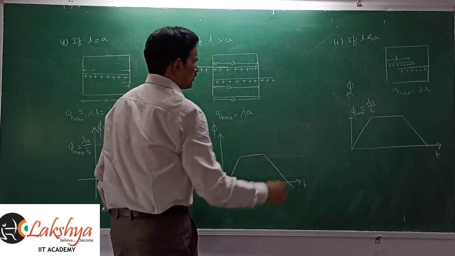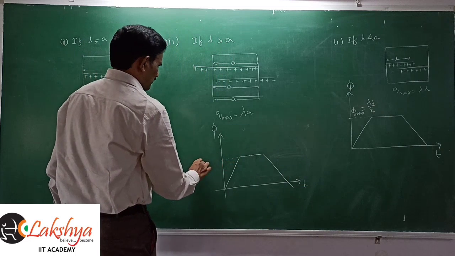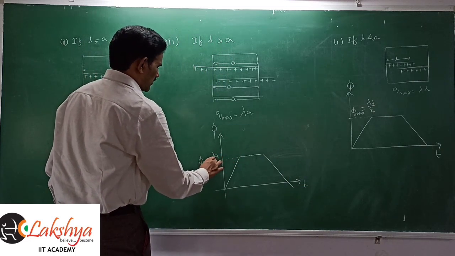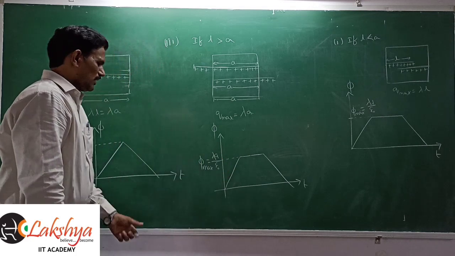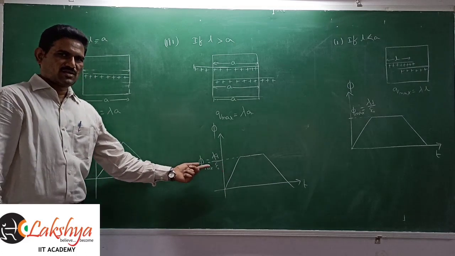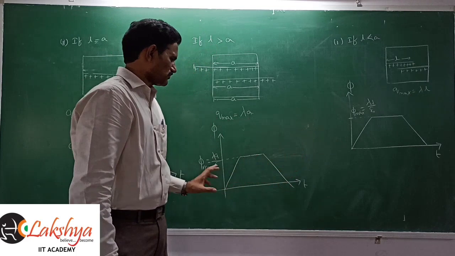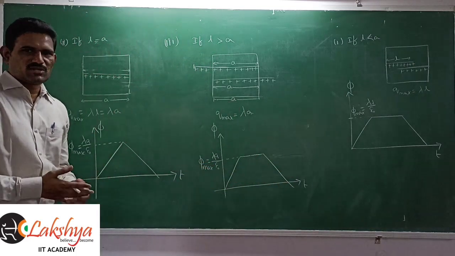So similar to that graph you will get, but the maximum value will be different. Phi maximum will be lambda A by epsilon naught, we need to write. Here and here the shapes are similar, but the maximum flux values will be different. So that is the different possibilities in such a case.